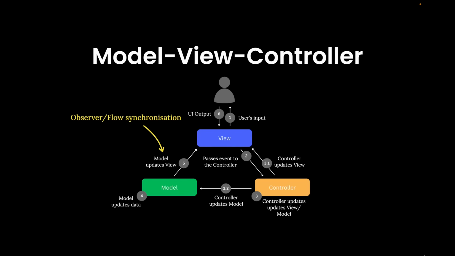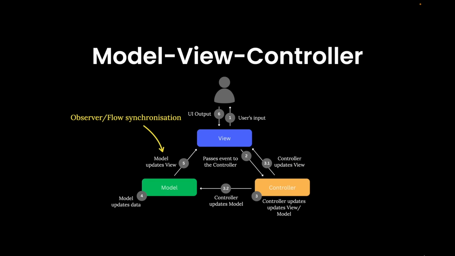Step 3. The controller processes the input and interacts with the model. The controller takes the input and decides what to do with it. If the action requires updating the database, the controller sends a request to the model. For example, if the user clicks delete item, the controller tells the model to remove it from the database.